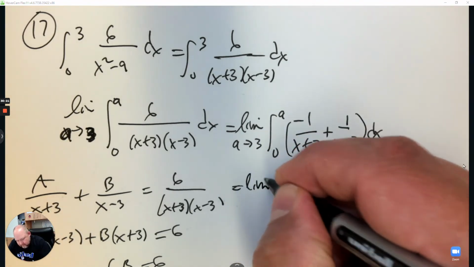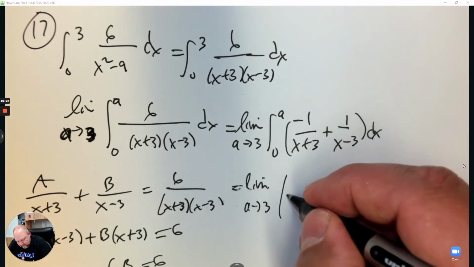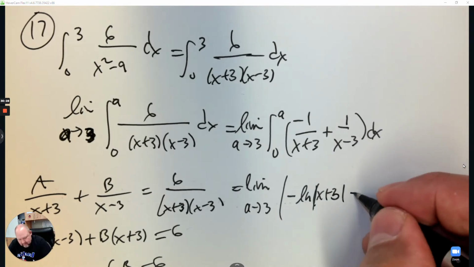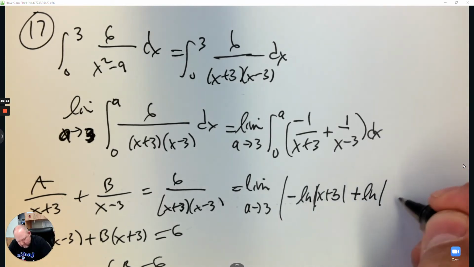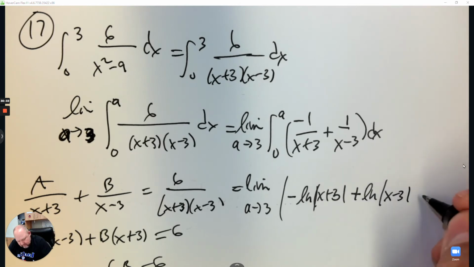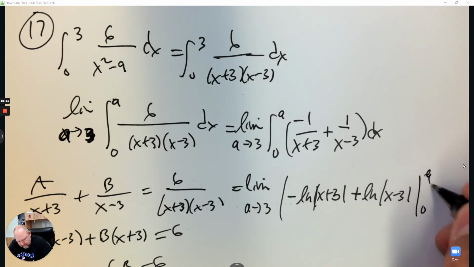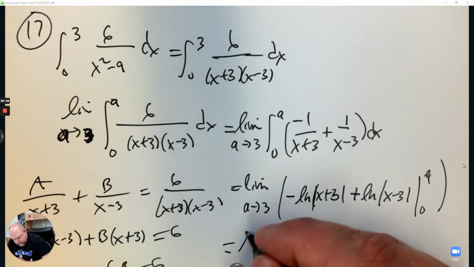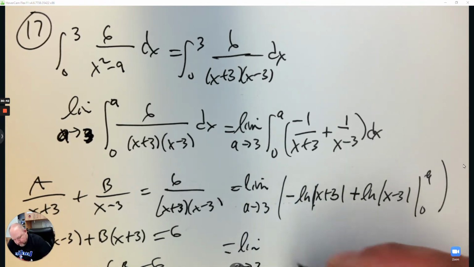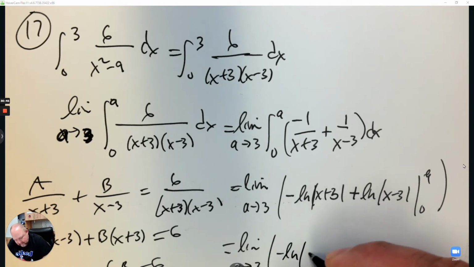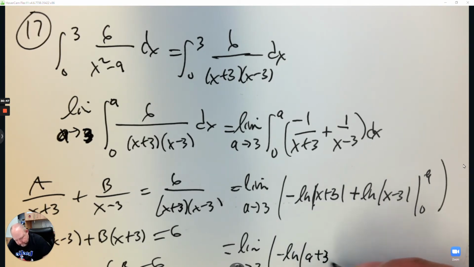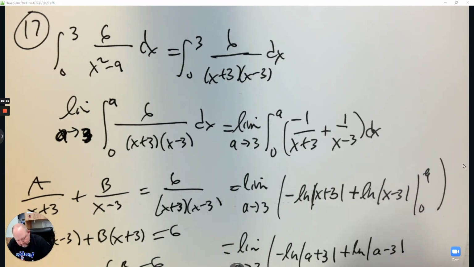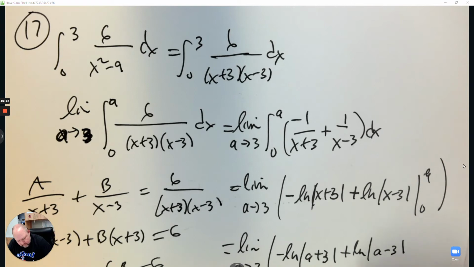Keep the limit notation as you are integrating. So this is negative ln x plus 3, add ln x minus 3, from 0 to a. And then we plug in a. Subtract, plug in 0.